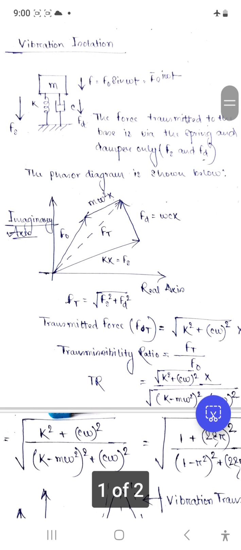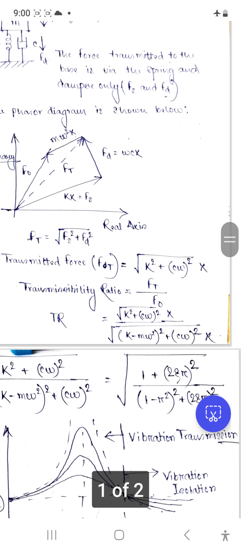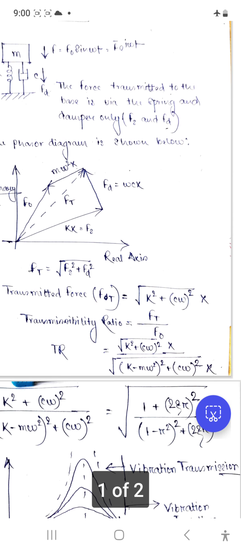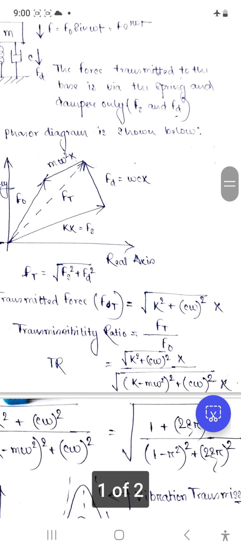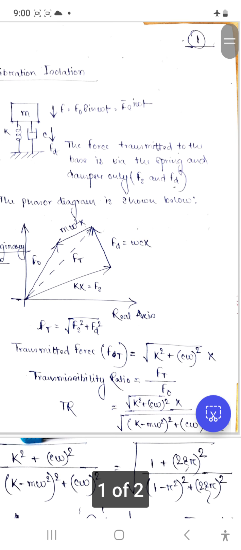Okay. Now the transmitted force that we have written here, if I write the expression, then x we shall take out of the root and it is x times root of k square plus c omega square. Now, transmissibility ratio. What is the transmissibility ratio? It is the amount of force which has been transmitted to the exciting force. So in this case it is Ft by F0. That is the transmissibility ratio.